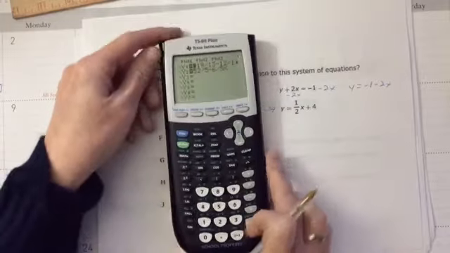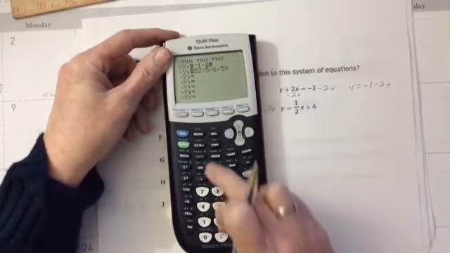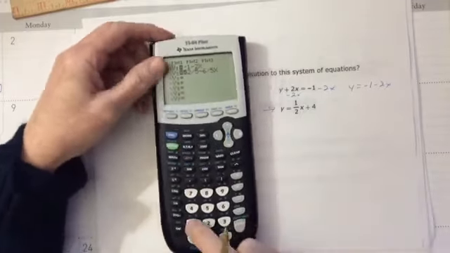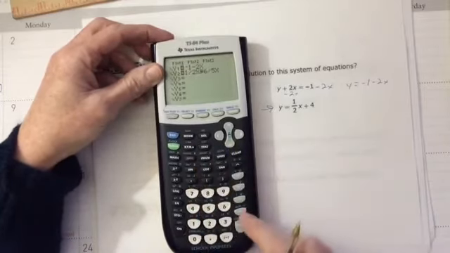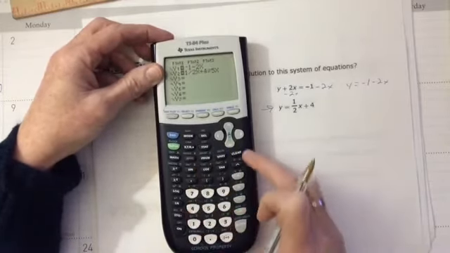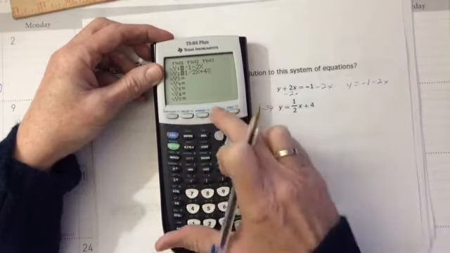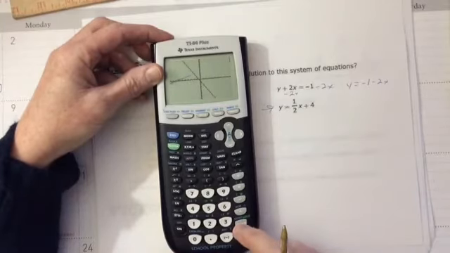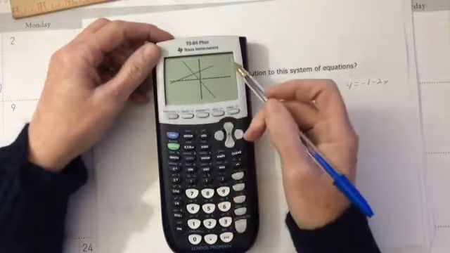Y equals, I'm going to clear that big thing out and put negative 1 minus 2x, enter. Then I'm going to put 1 divided by 2x plus 4. And let's delete the rest of that. I'm going to hit second, trace, 5, enter, whoops. You never enter until the words are down there. See, I messed up the calculator.